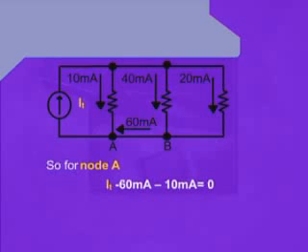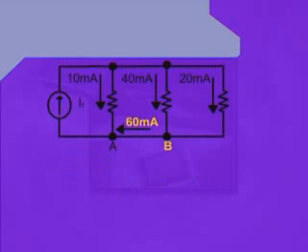Now you can see that we have taken the values which are leaving the node as positive, and we have put negative signs next to the values which are approaching node A.